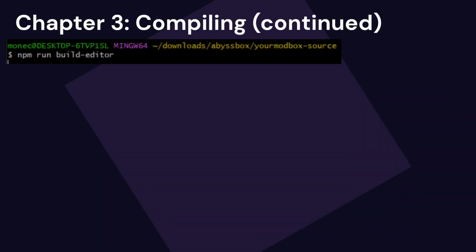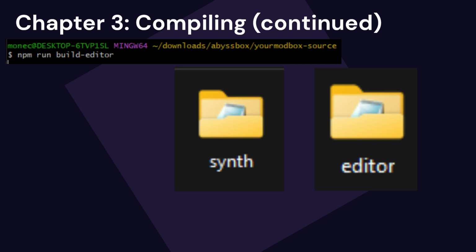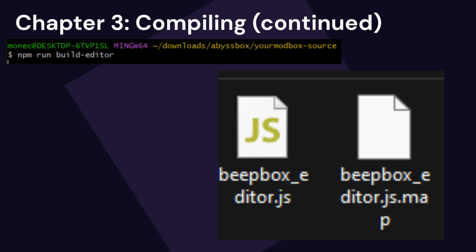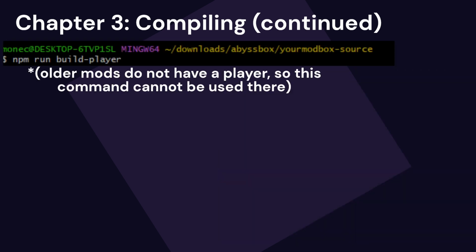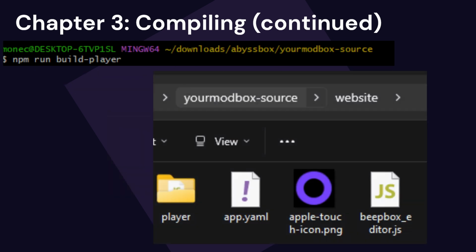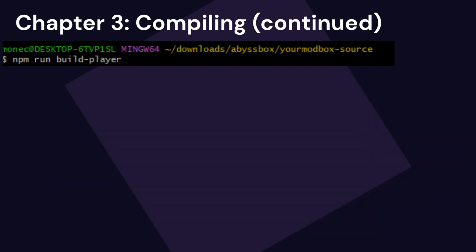Build editor compiles all the files inside of the editor and synth folders into 4 files inside of the website folder. You can identify these files as .js files with the word editor in them. Build player compiles the files inside of all three editor, synth, and player folders into the player folder inside of the website folder as .js files that have the word player in them. If you make major changes to how the editor sounds, it's suggested that you should also compile this one too.